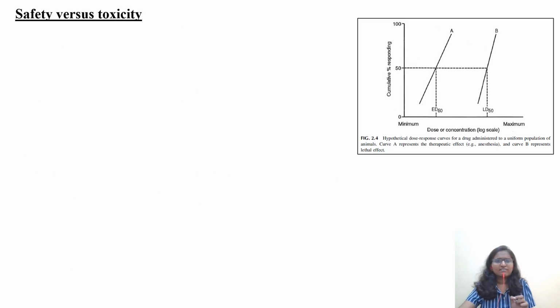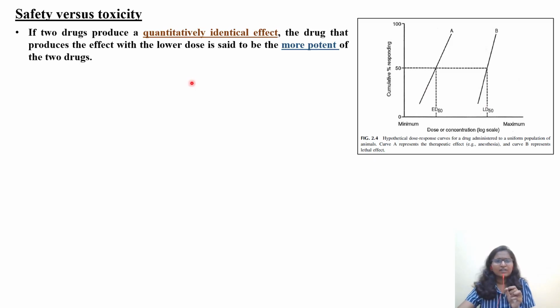So let's see safety versus toxicity. Again, in this graph, we'll try to understand from the dose response curves A as well as B, chemical A and chemical B, how they are behaving. If the two drugs produce a quantitatively identical effect, for example, you have acetaminophen and you have aspirin, both producing the same identical effect, the drug that produces the effect at the lower doses.